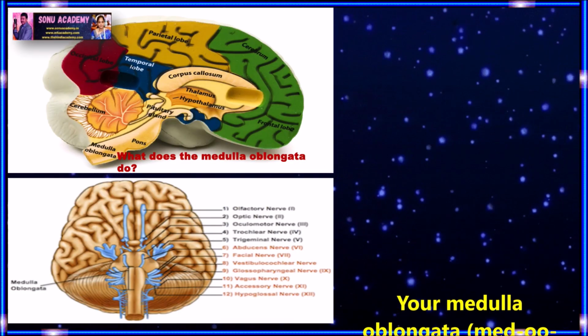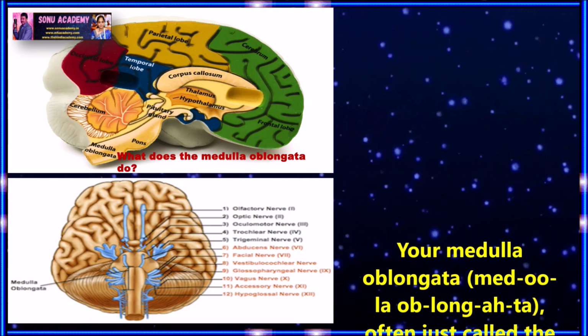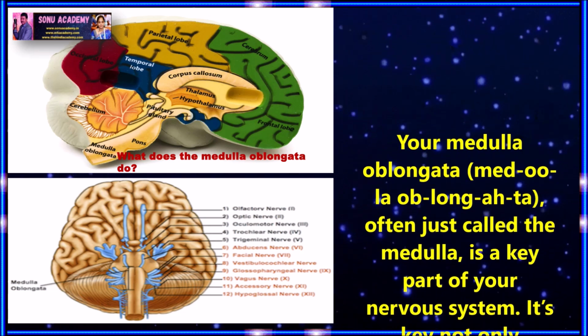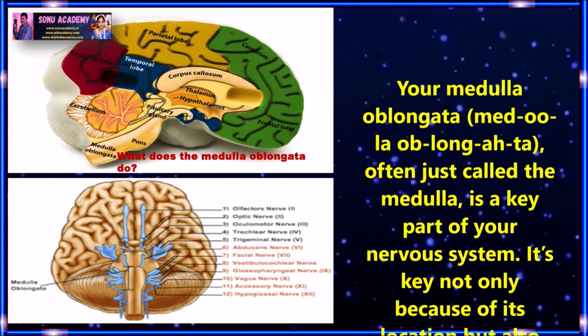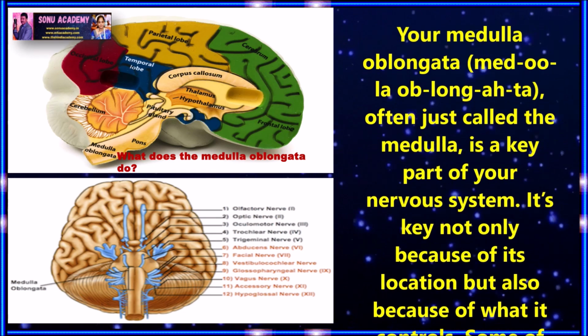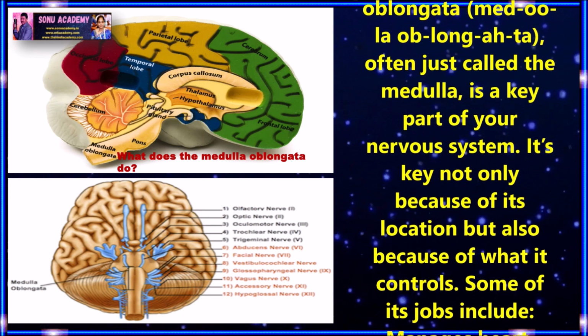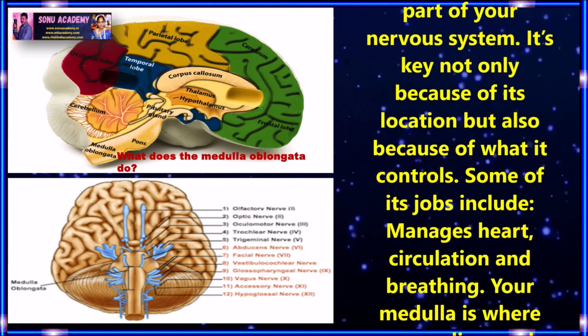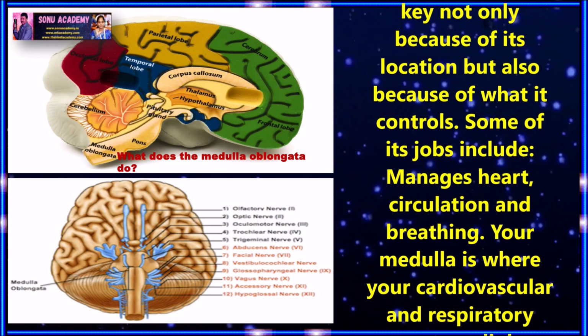Children, let us see what the medulla oblongata does. Your medulla oblongata, often just called the medulla, is a key part of your nervous system. It's key not only because of its location but also because of its controls. Some of its jobs include managing heart, circulation and breathing.